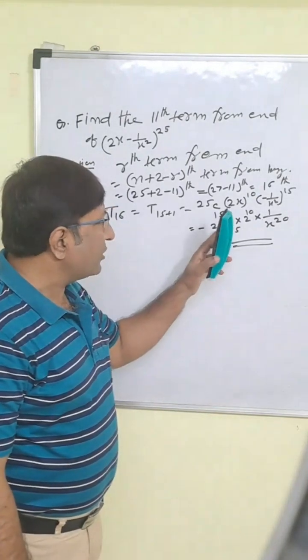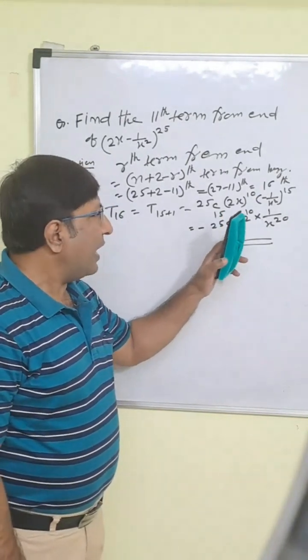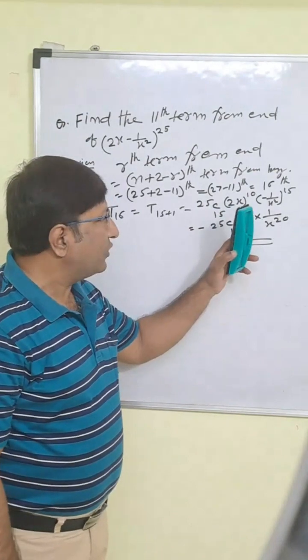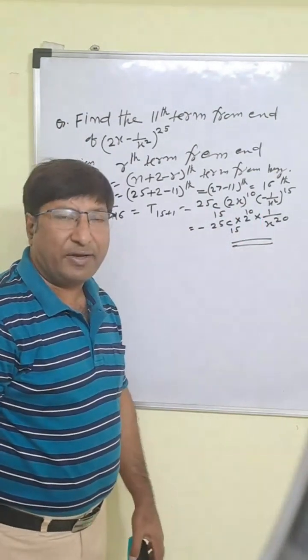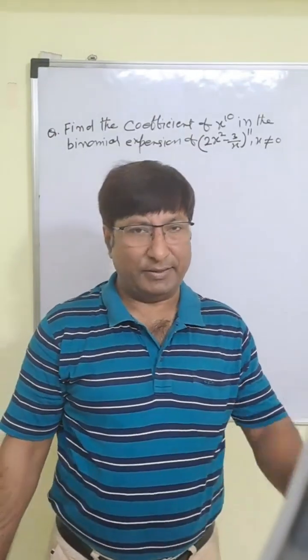We can solve this expansion also, nCr, and 2 power 10 you know is 1024. So we can find our answer very easily. Let us see the question.